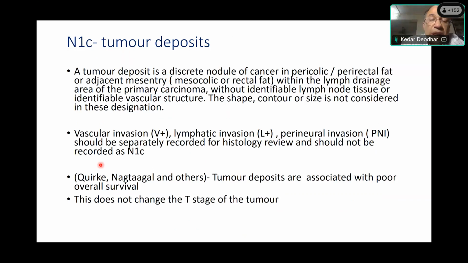So we know that even if, suppose, theoretically, I find 10 nodes which are negative, and I see a tumor deposit which does not have a lymph node contour, I can't call it N0, I will call it N1C. That's what it actually means. And experts in the field have found that this has a poor overall survival.